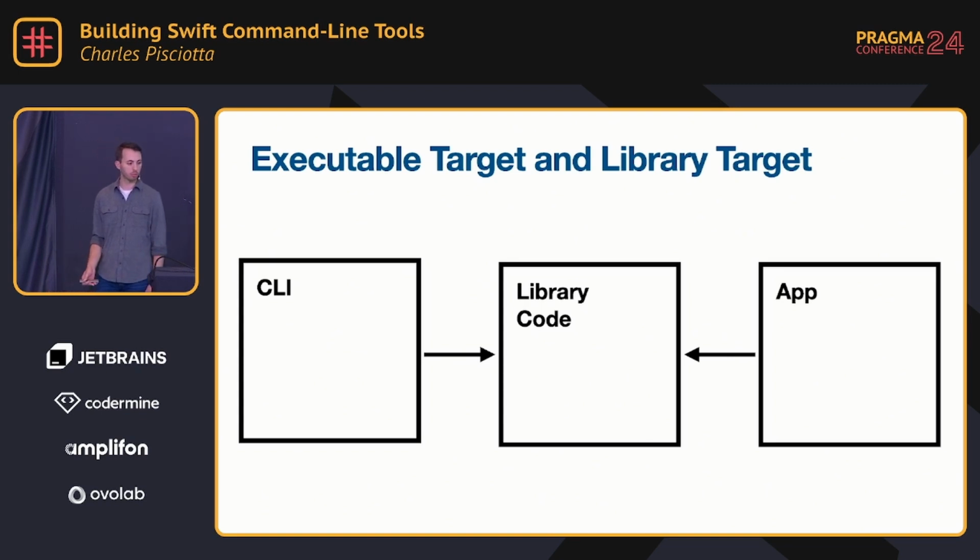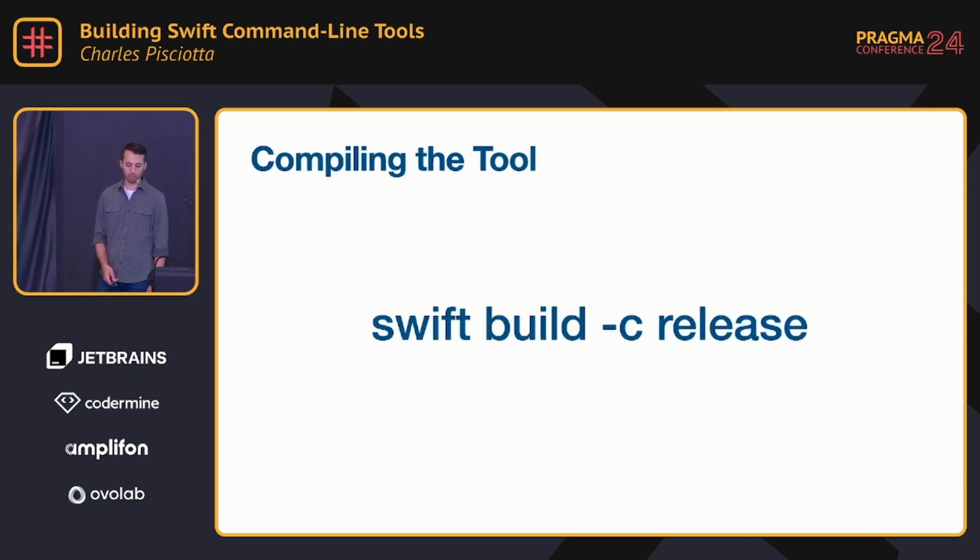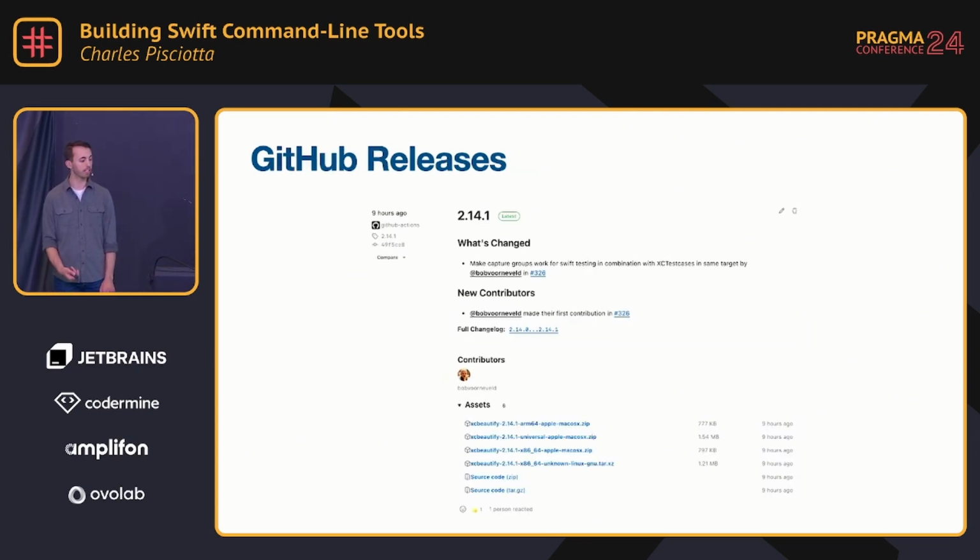Once you've completed your tool, we can invoke the Swift build command in the release configuration, allowing us to productionize what we've built. If you wish to share this with others, I recommend using GitHub releases. In this case, you can see how we've defined cross-platform variations of XCBeautify available for both macOS and Linux.